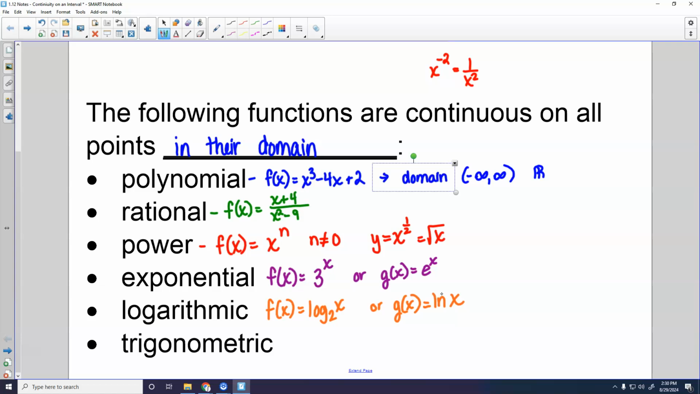And then trig functions, I'm not going to list those out, but that's your sine, cosine, tangent, secant, cosecant, cotangent. So those are the ones that we're looking at there. So that gives you an example of what types of functions that we are looking at.